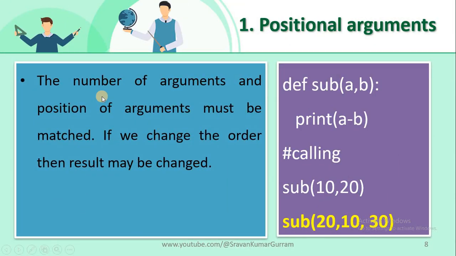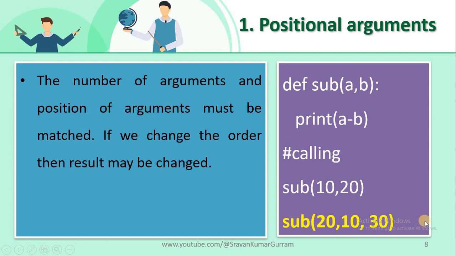The important point you need to remember is that the number of arguments and the position of the arguments must match. We have two parameters and we are passing two values, so the number of arguments in this example is 2. The order of the arguments also must match. If we change the order, the result may change and we may get an unexpected result. And if you change the number of arguments you pass, it raises an error, because in the function definition you have 2 parameters but you are passing 3 arguments. In such cases it raises an error.